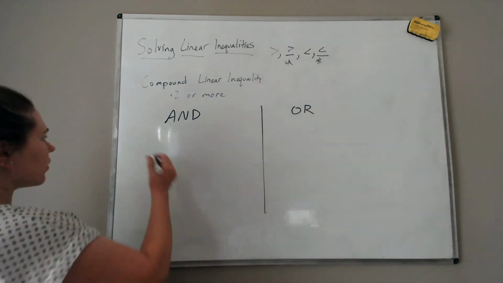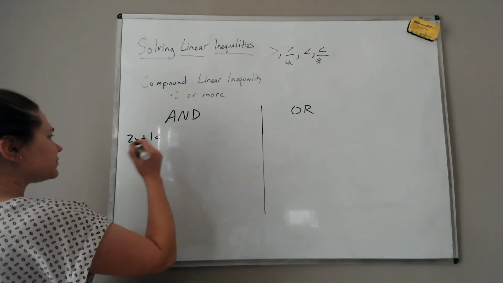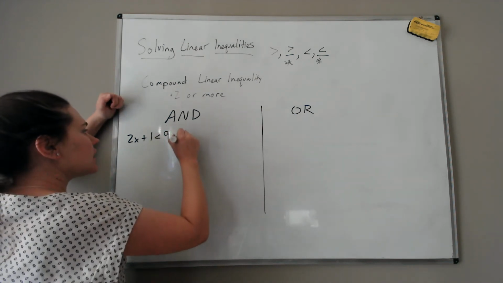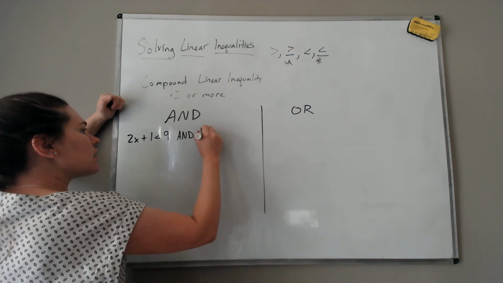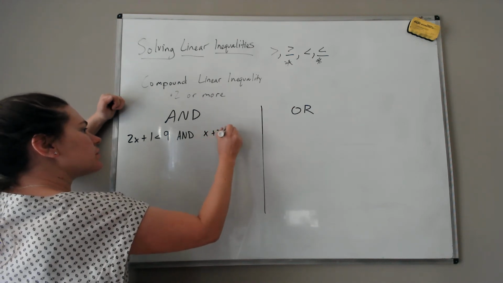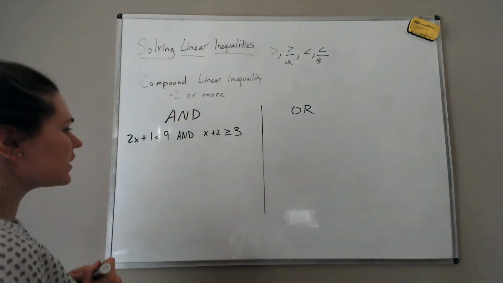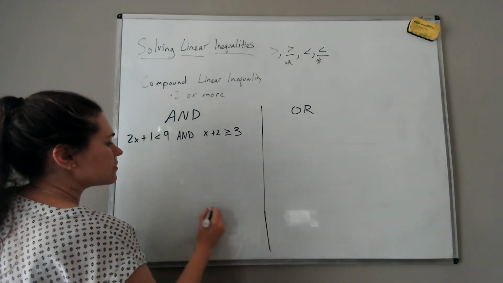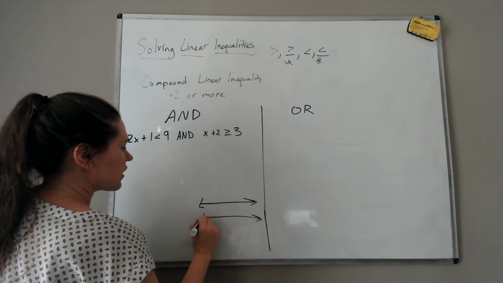So for an example, if I said that 2x plus 1 is less than, let's say, 9, and x plus 2 is greater than or equal to 3. Okay? What we do when we have an and or an or, we're actually going to end up using three number lines here.